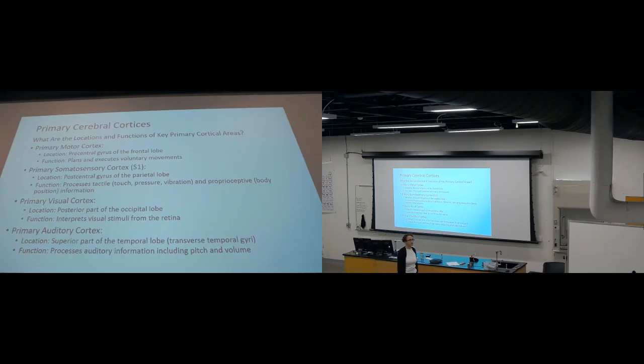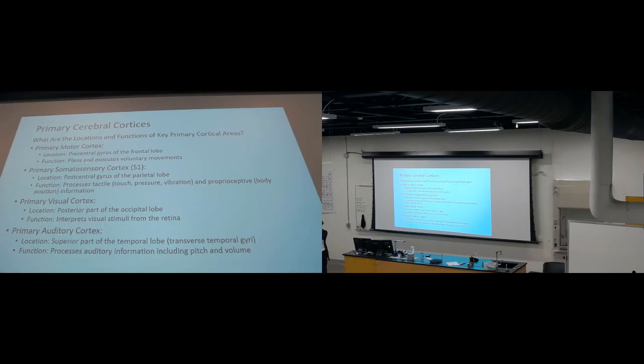And here is the specific location of key primary cortical areas. Primary motor cortex, in the precentral gyrus of the frontal lobe. And here is what it does. It does so together with the prefrontal area. I keep saying prefrontal area plans and executes, but this one is more the primary motor cortex, execution of sending commands rather than planning. And then S1, or primary somatosensory cortex, is located posterior to this region.